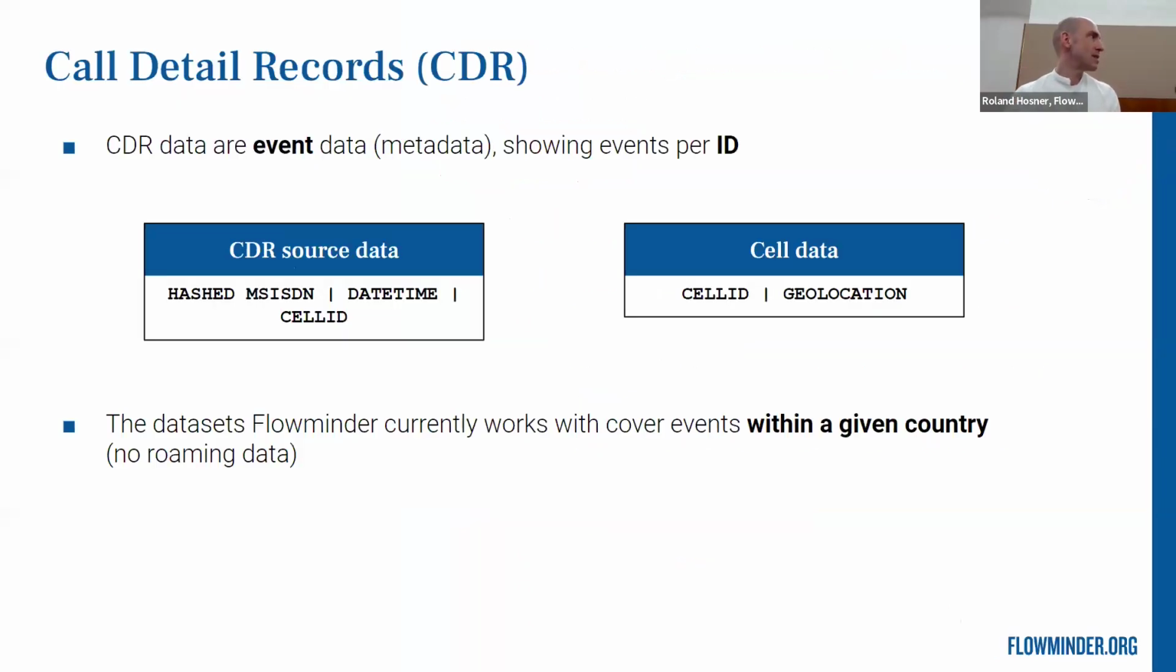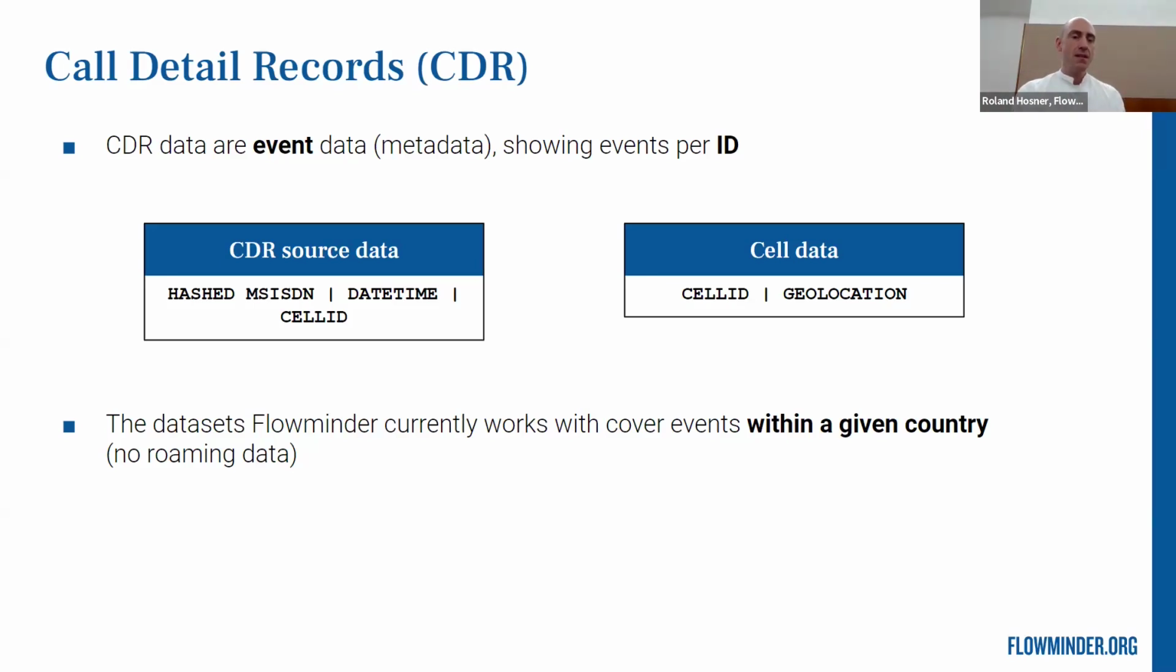What are call detail records and how do these data look like? Call detail records are, in the beginning, event data. They record an event per ID per time. So at the very minimum, these CDR source data contain a hashed ID. This is what people start to work with. A date timestamp and a cell ID of the cell of that mobile network. And the second data set contains at least the cell ID and the geolocation, the actual coordinates of the cell or cell tower where that cell is located.